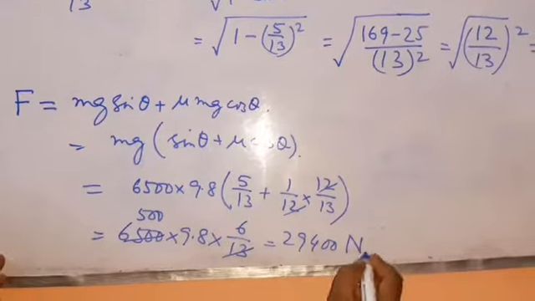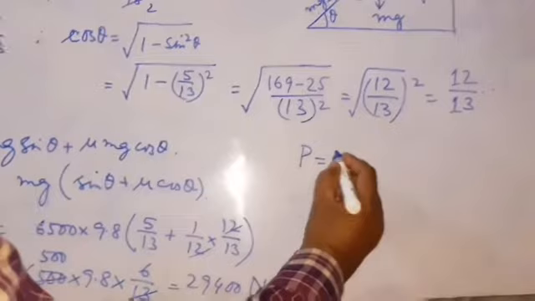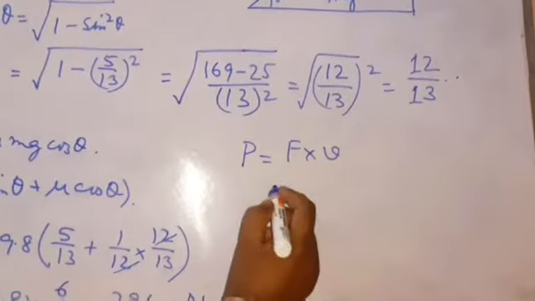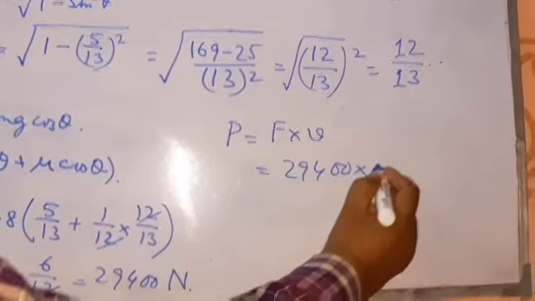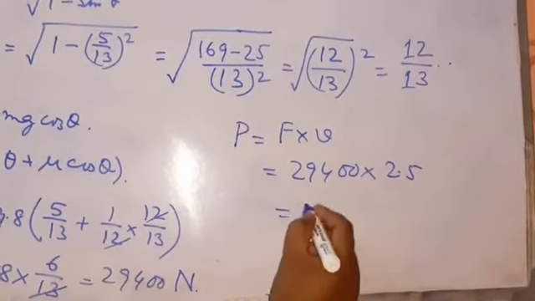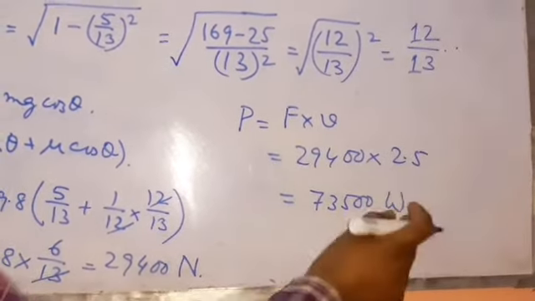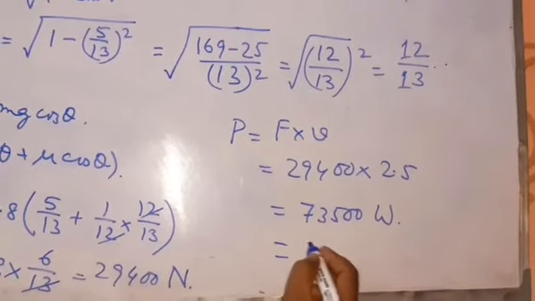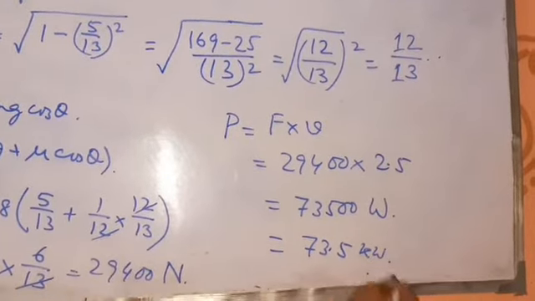This is Newton. Now power P, we know that P equal to F into V. F means force into velocity. So force how much? 29400 into velocity. Velocity means 2.5. Now if we multiply this one, it will be 73500 watt, unit of power. If we divide by 1000, it will be kilowatt, means 73.5 kilowatt. This is the answer.